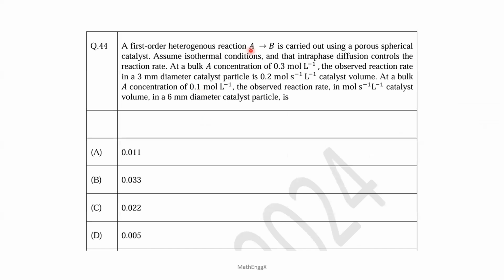A first order heterogeneous reaction A giving B is carried out using a porous spherical catalyst. Assume isothermal conditions and that interface diffusion controls the reaction rate. For a bulk concentration of 0.3 moles per liter of A, the observed reaction rate over a 3 millimeter diameter catalyst particle is 0.2 moles per second liter of catalyst. Now, for a bulk concentration of 0.1 moles per liter of A, and the diameter of catalyst being 6 millimeter, what will be the observed reaction rate?